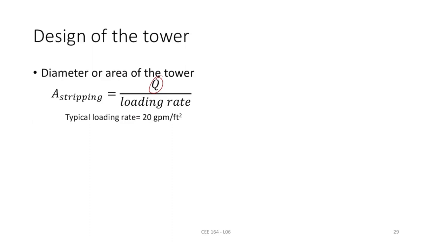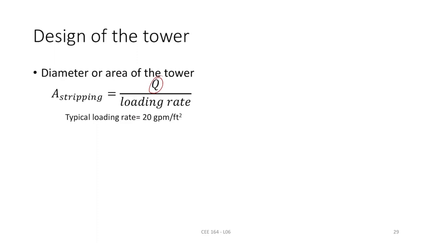The idea here is that you don't want to add lots of water on an air stripping tower, because if you add too much water, the transfer rate will not be efficient because it has to touch enough air. So that's why the loading rates are defined. It says that you cannot add more than 20 gallons per minute per unit square feet of the area.